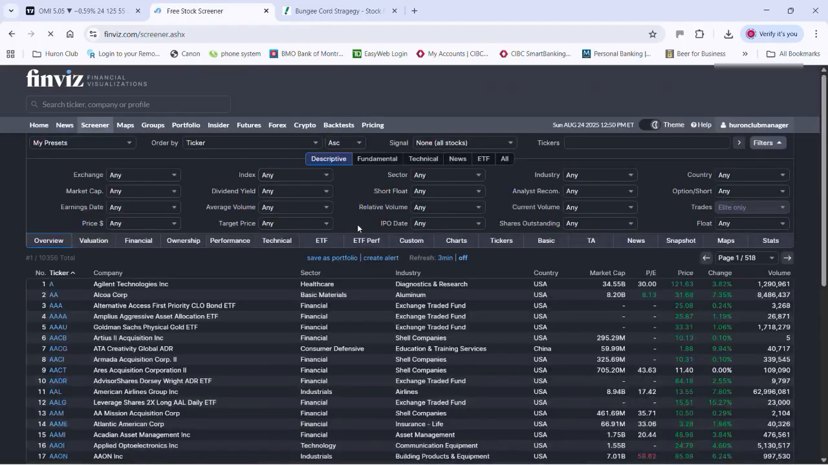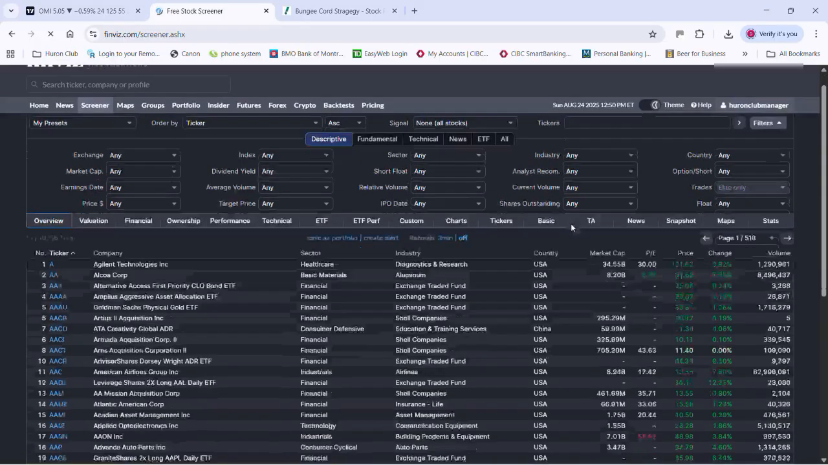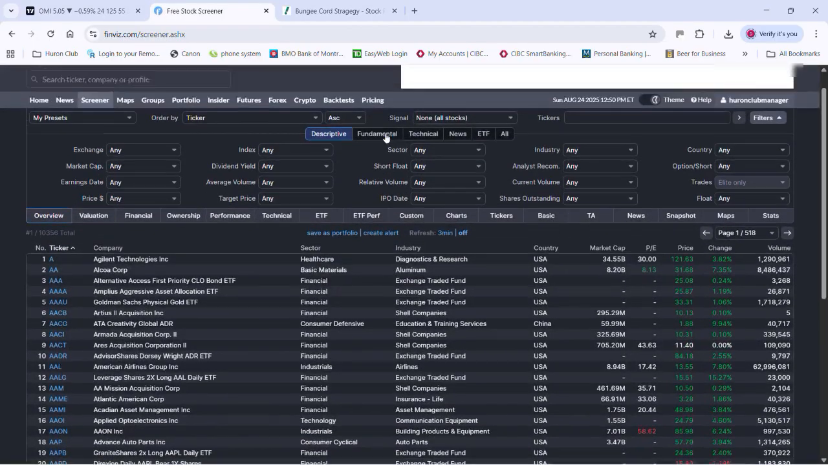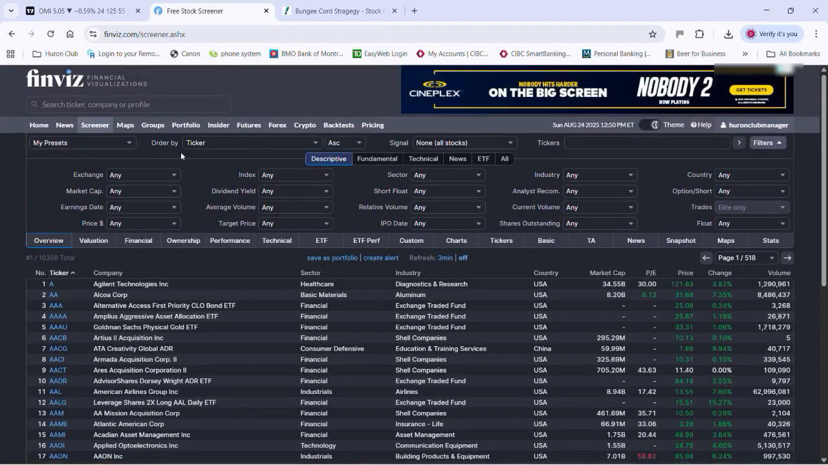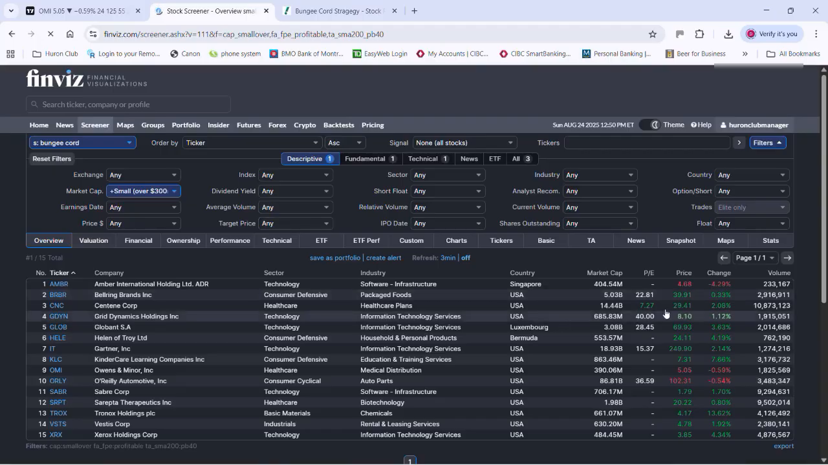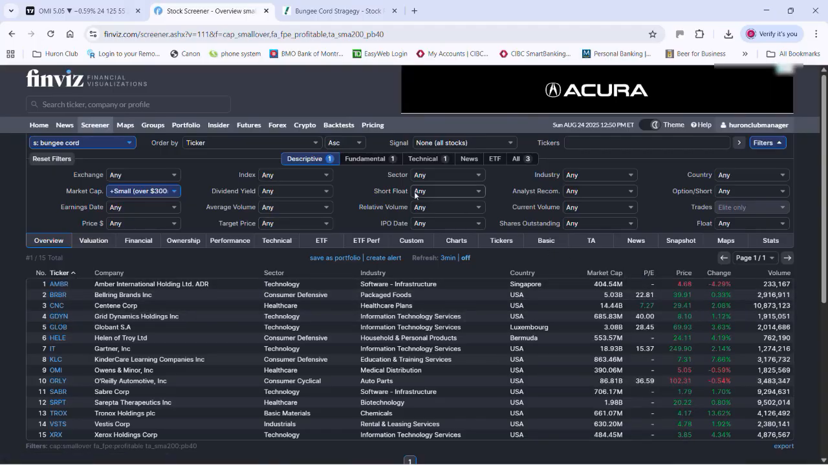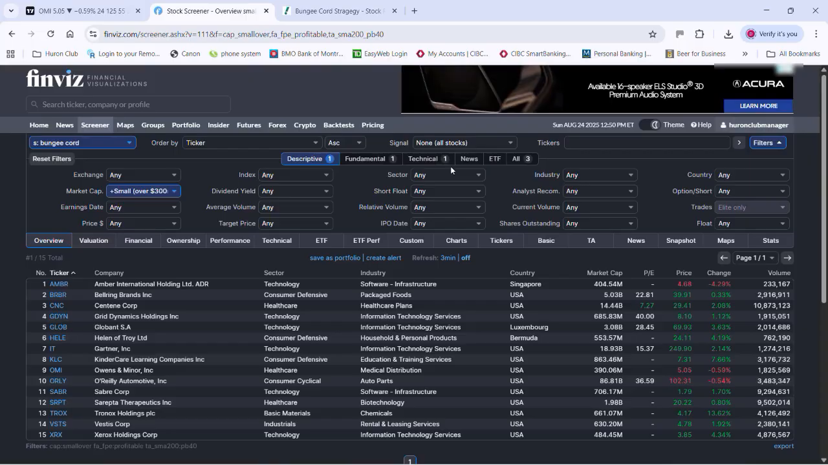This is just a general screen right here. We're going to go up today. We're using the Bungee cord strategy, and I'll show you why it's called Bungee cord in a second. I've got this set up in advance. You can go and set it up yourself. There are only three screening criteria that we put in this one. We keep everything super simple.